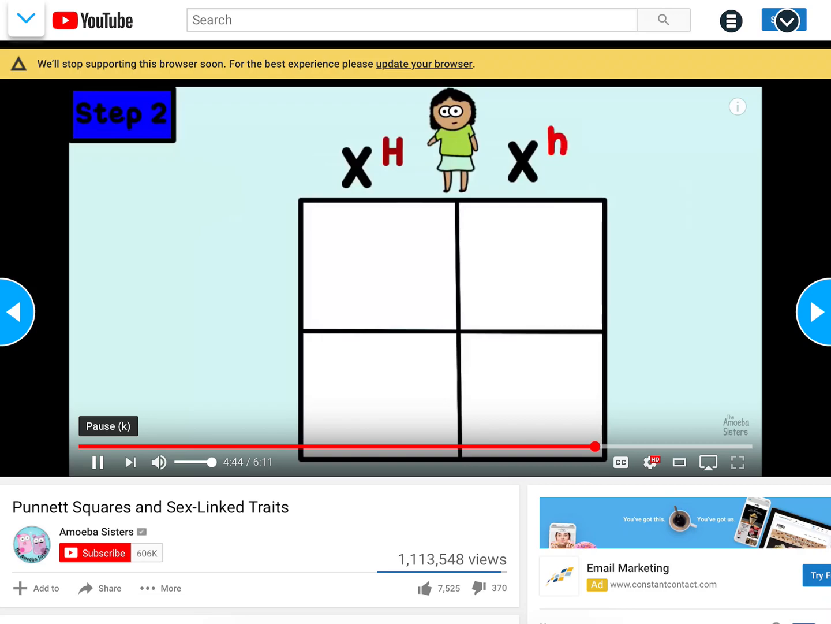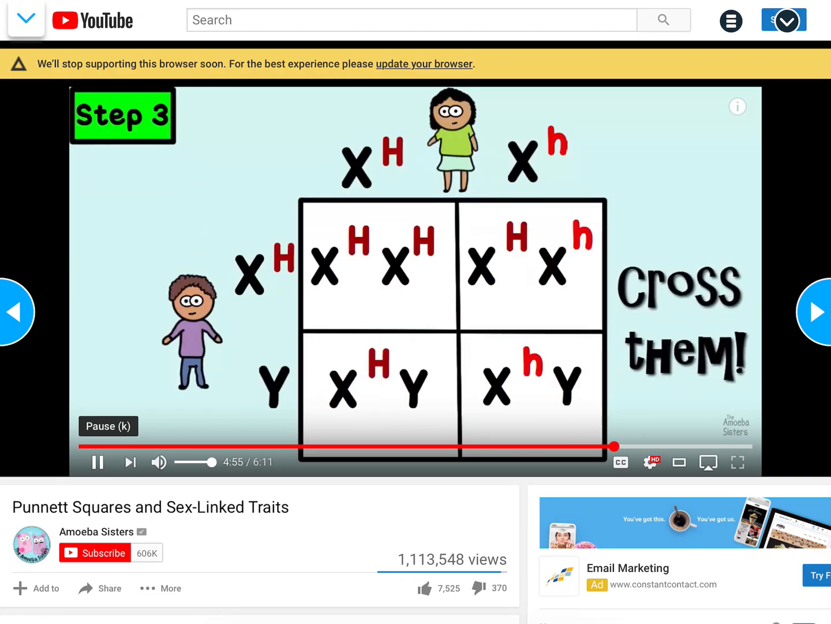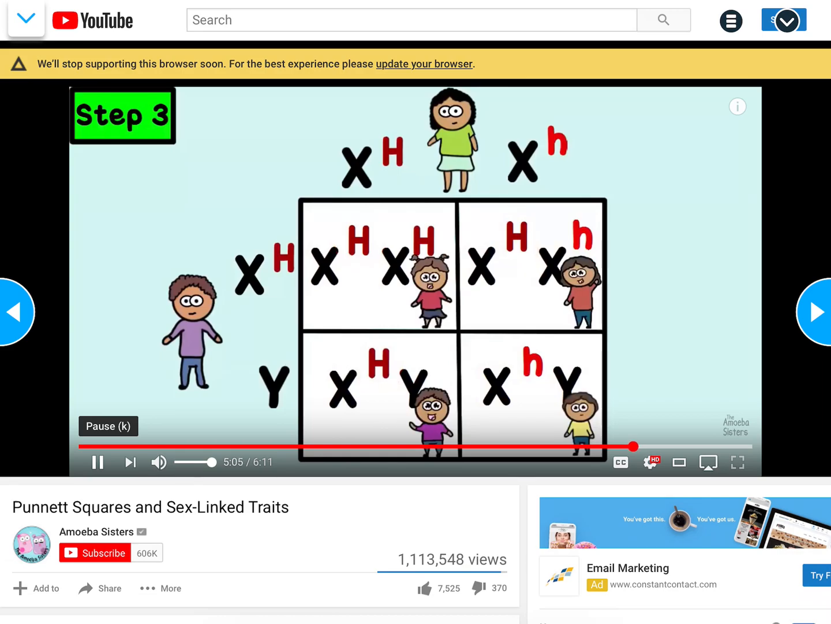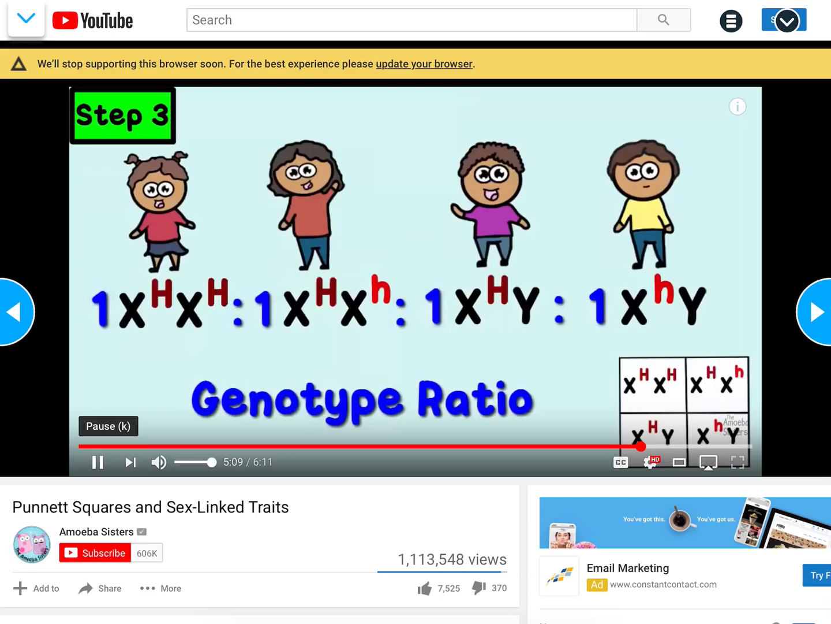Step 2. Place one parent on the top, outside of the square like this, and place the other parent on the left, outside of the square like this. Step 3. Cross them. For formatting purposes, place X chromosomes before Y, and you also write any sex chromosomes with dominant letters first. The results you get in the squares would be the offspring, the babies. The genotype ratio could be written out like this.